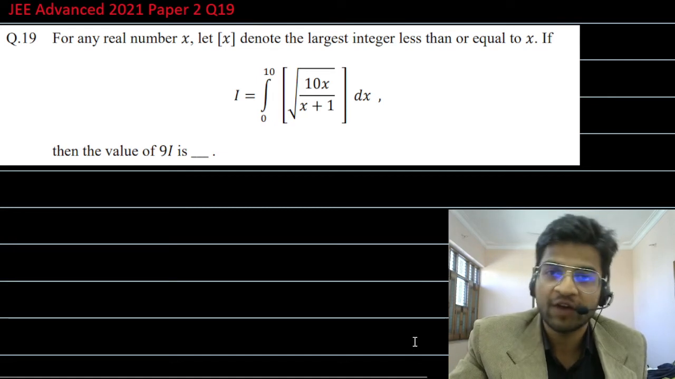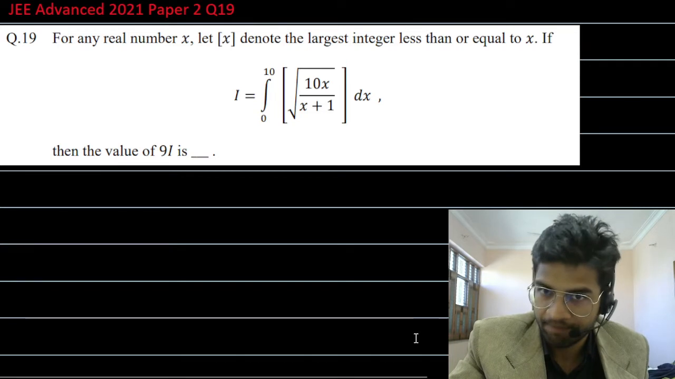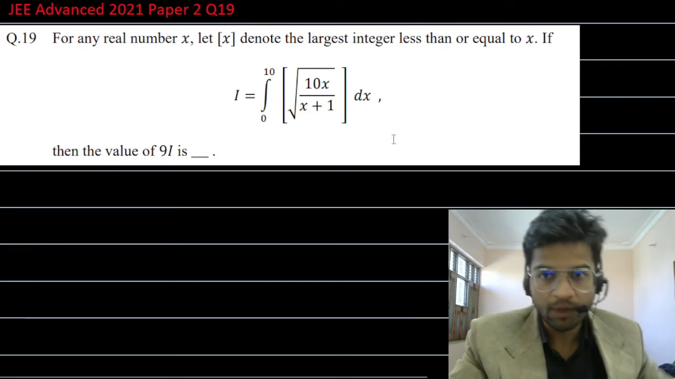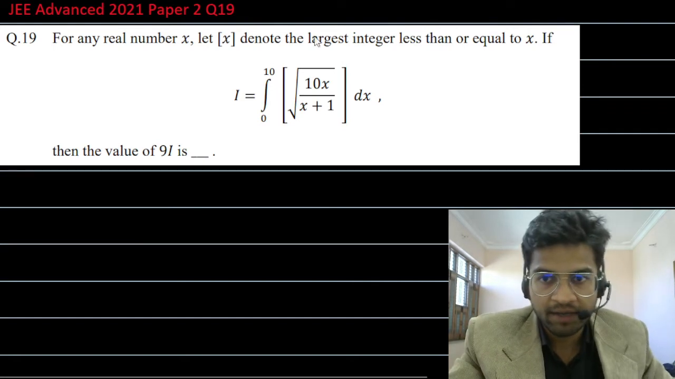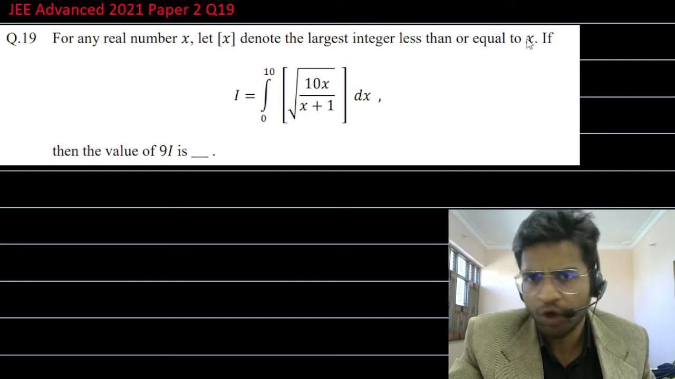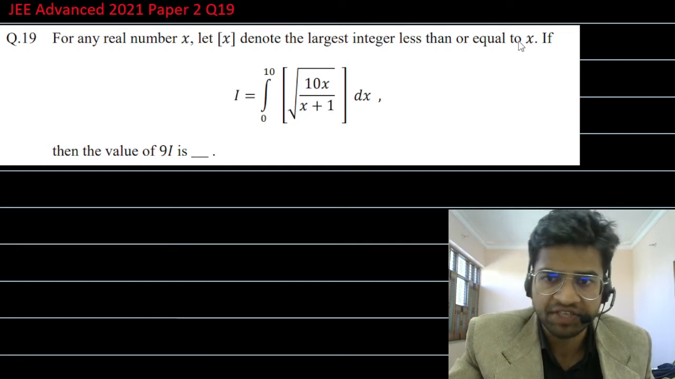In this video, we are going to discuss JEE Advanced 2021 paper 2 question number 19. This question is based on the concept of definite integral and greatest integer function. For any real number x, let [x] denote the largest integer less than or equal to x. We all know this is GIF, greatest integer function.